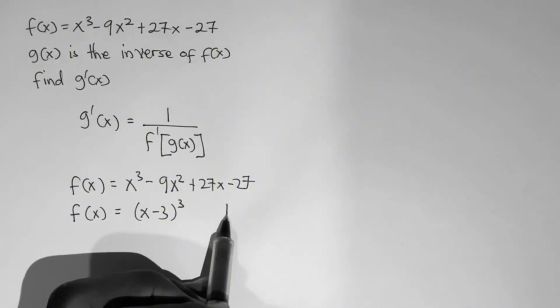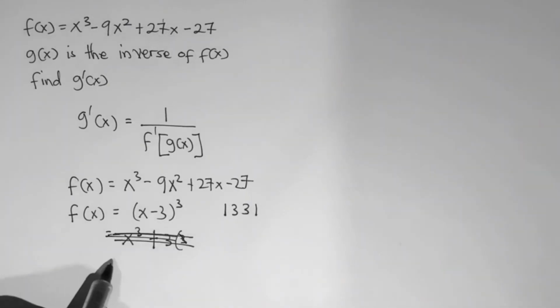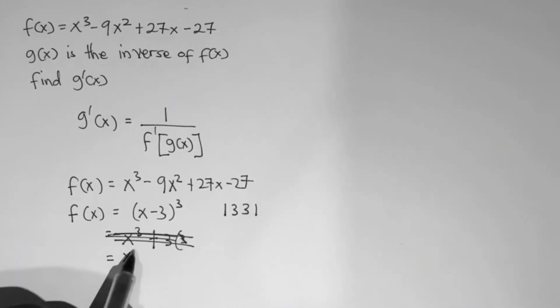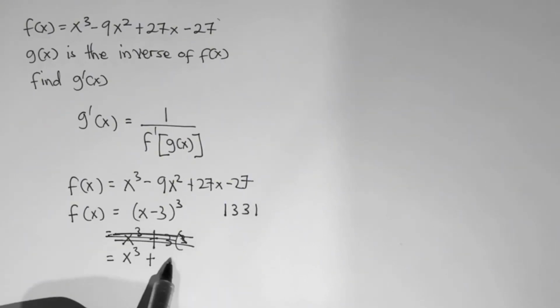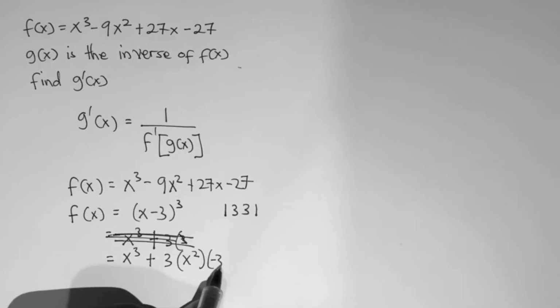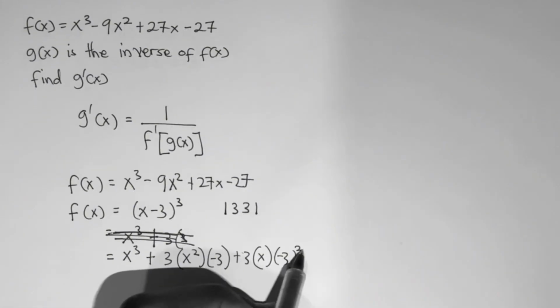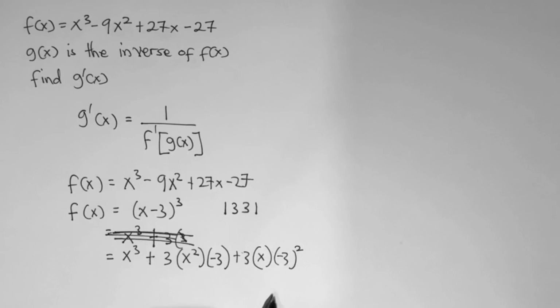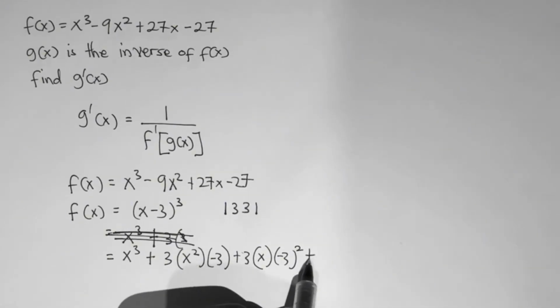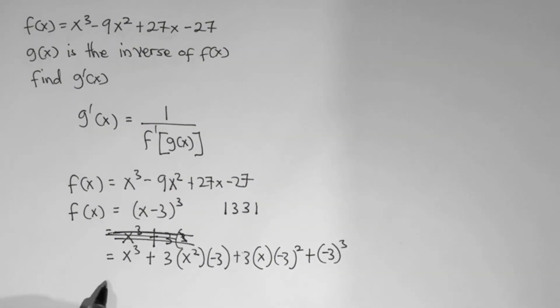Using Pascal's theorem, we are going to use the factors 1, 3, 3, 1. So this becomes x cubed, then plus 3 times x squared times minus 3, then plus 3 times x times minus 3 squared, then plus minus 3 cubed.